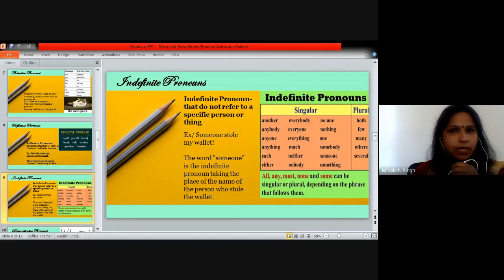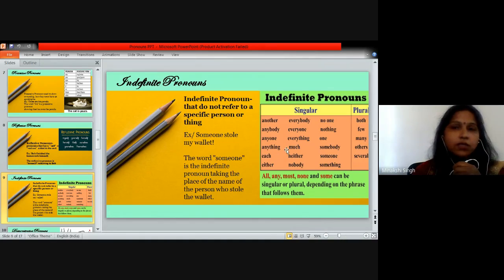Indefinite pronouns do not refer to a specific person or thing. For example, I say someone stole my wallet. So here in this sentence, I'm not referring to a specific person. If I say Sita stole my purse, I'm talking about a specific person. While in the sentence someone stole my wallet, I'm not referring to a specific person. That means someone could be anyone. So the word someone is the indefinite pronoun taking the place of the name of the person who stole the wallet.